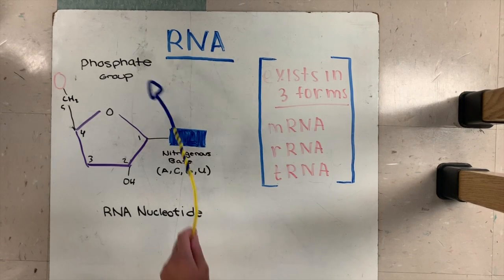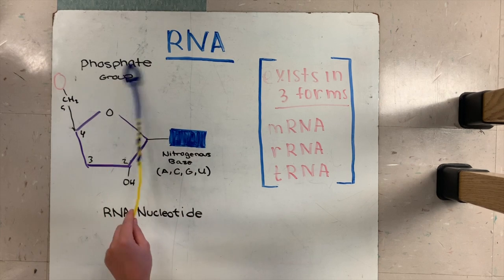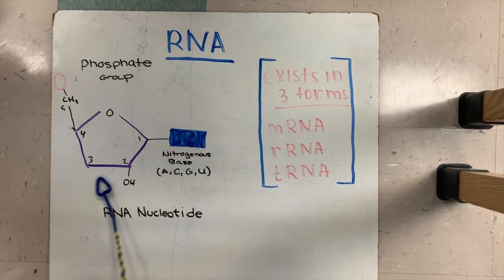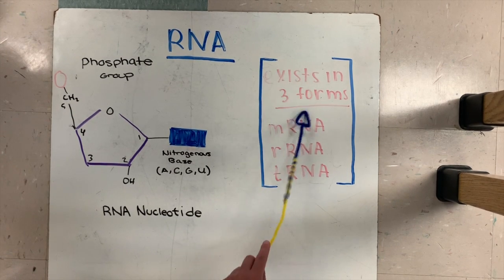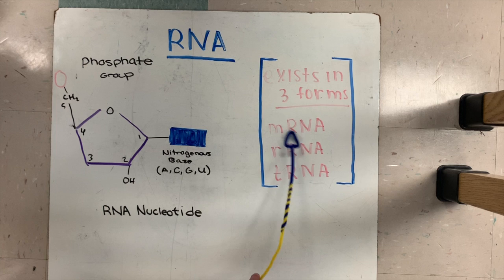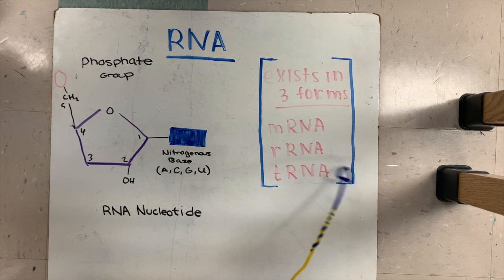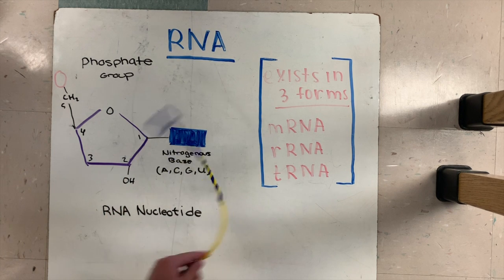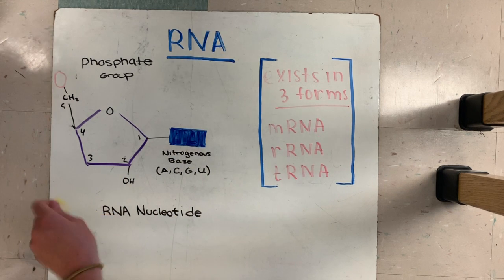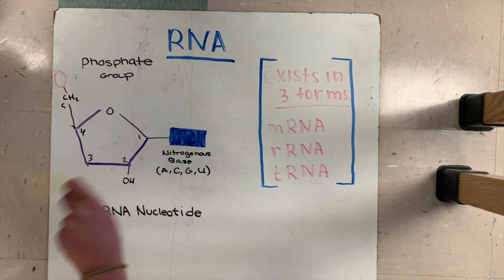So what is RNA? RNA is ribonucleic acid and its monomer is nucleotides. A nucleotide consists of a nitrogenous base, ribose sugar, and a phosphate group. RNA can exist in three forms: messenger RNA or mRNA, ribosomal RNA or rRNA, and transfer RNA or tRNA. Like mentioned, all three forms must be used to code DNA into proteins.